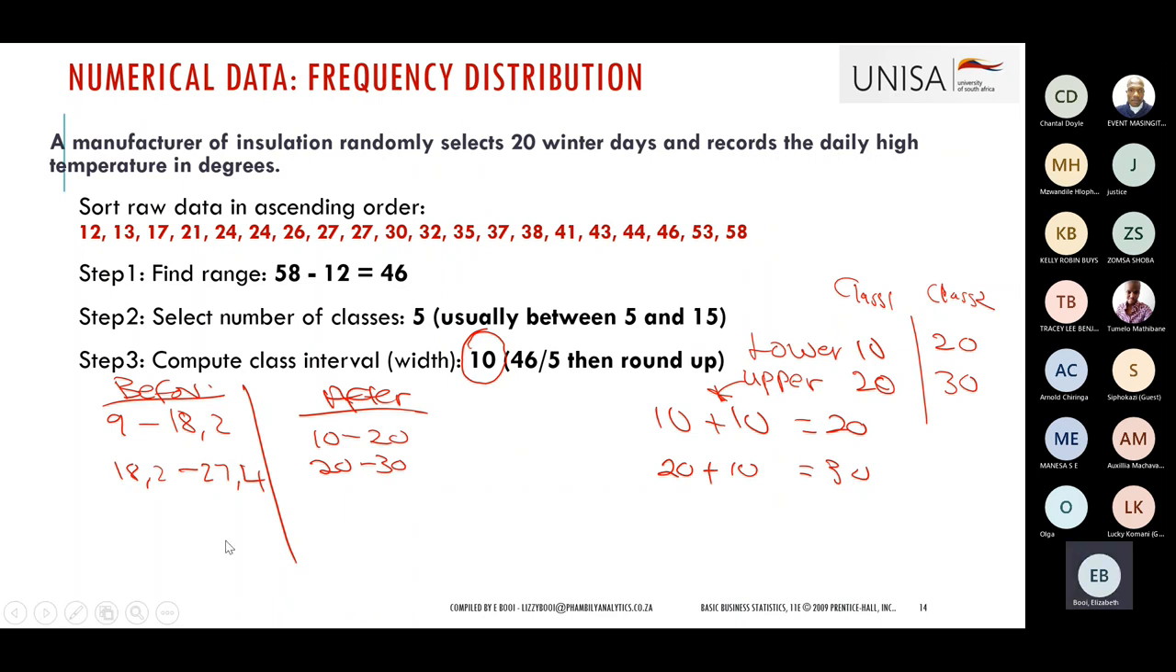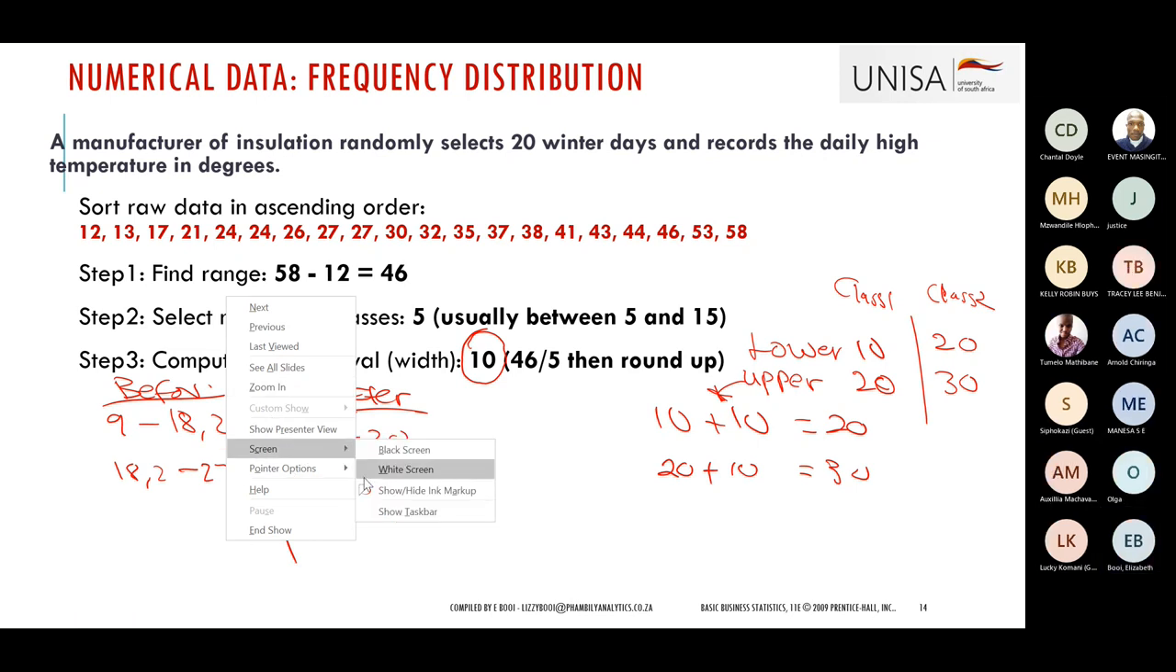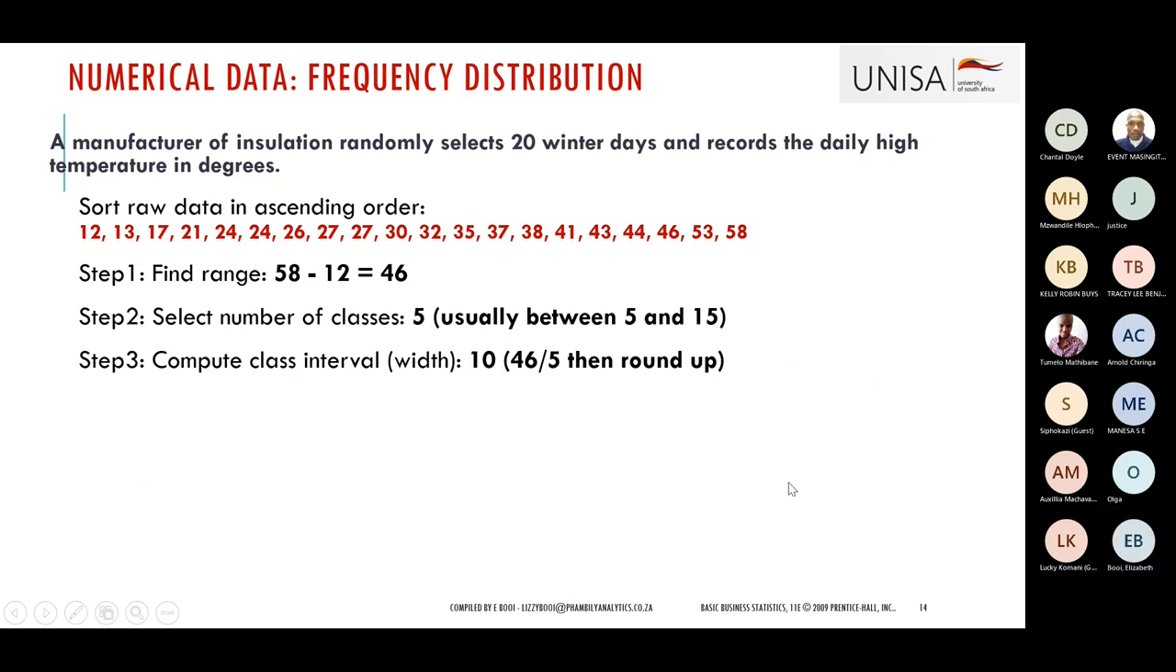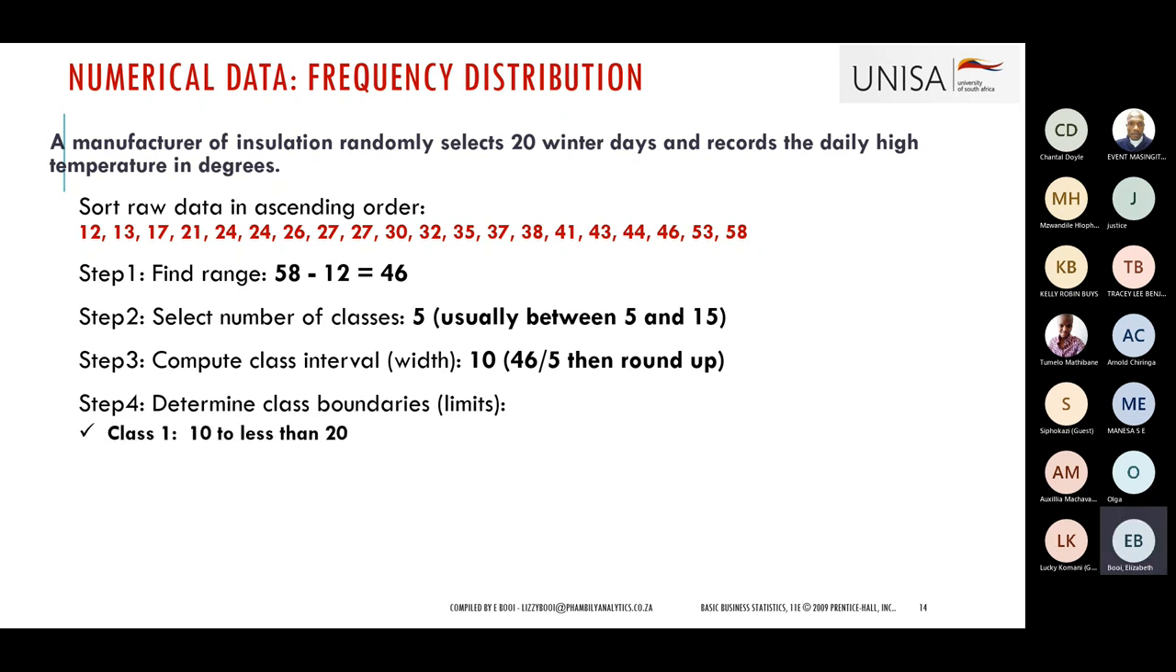Okay. Let me erase all my ink on this slide. So now we agree that I came up with the 10 in order to create clean boundaries. Since I have set my class interval to be 10, I can now define my categories of those classes by using the class width to create my class boundaries and the limits. The first class is going to be 10 to less than 20, like I explained how I create this.